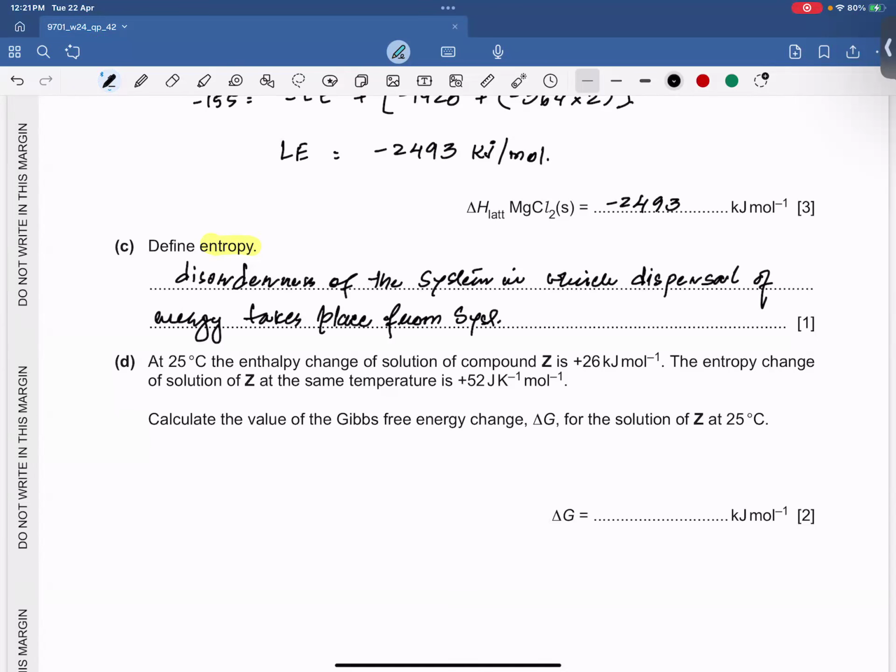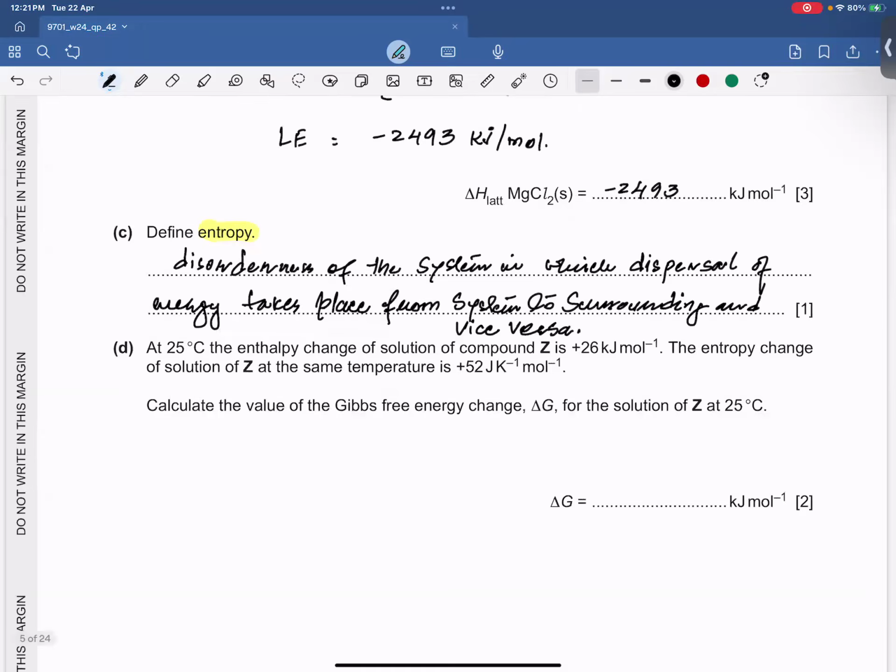From system to surrounding, and vice versa. Okay.